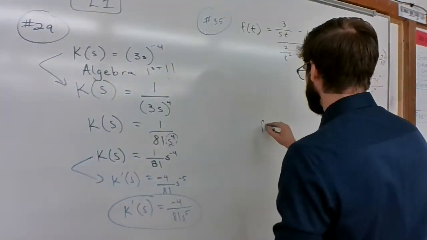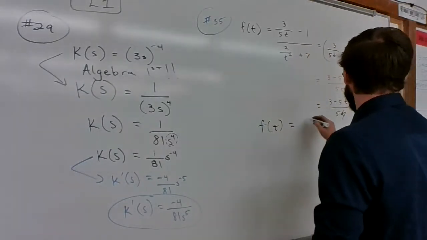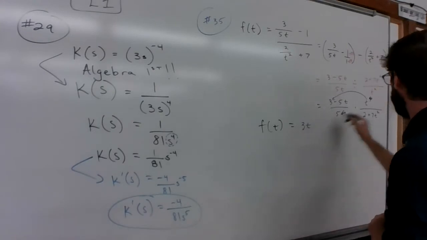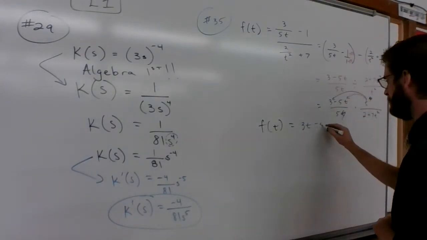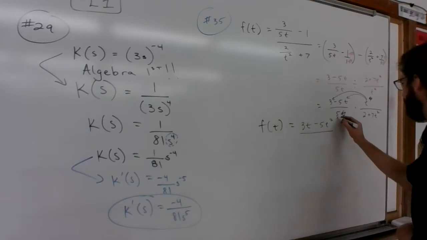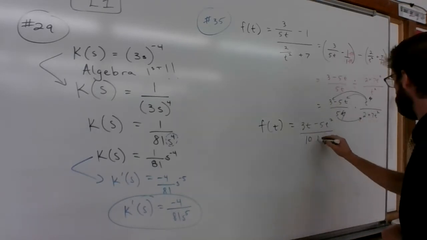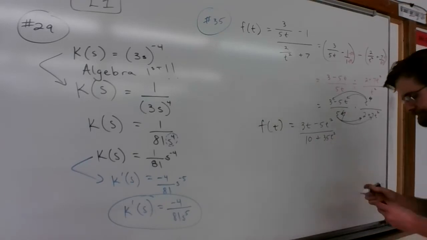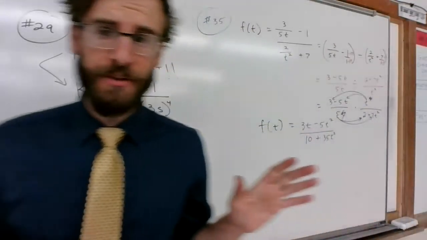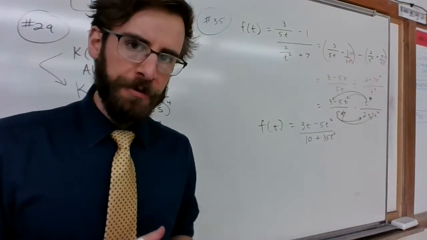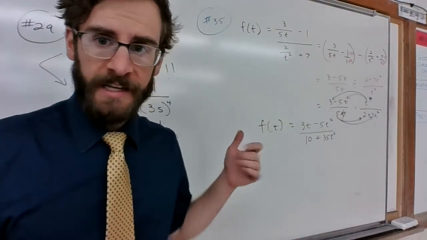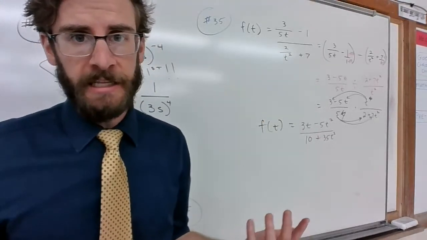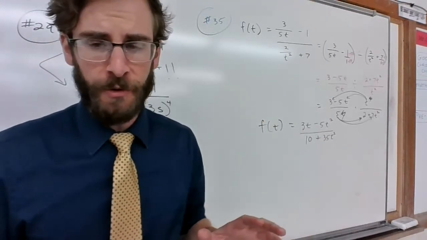So f of t is equal to t times 3, t times negative 5t, all over 5 times 2 plus 5 times 7t squared. All right, I'm not saying that's the only way you can do this. I'm just saying an algebra first policy on this particular one gets us one polynomial divided by a second one. And quotient rule is going to be a little less cumbersome with all the fractions floating around.